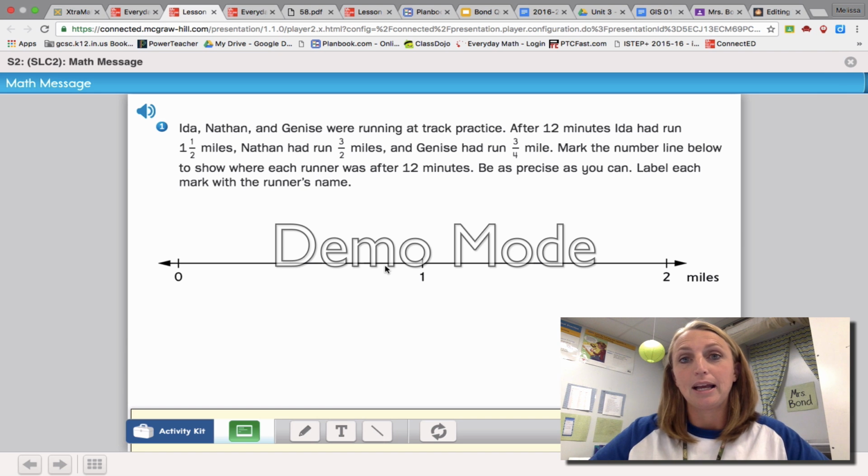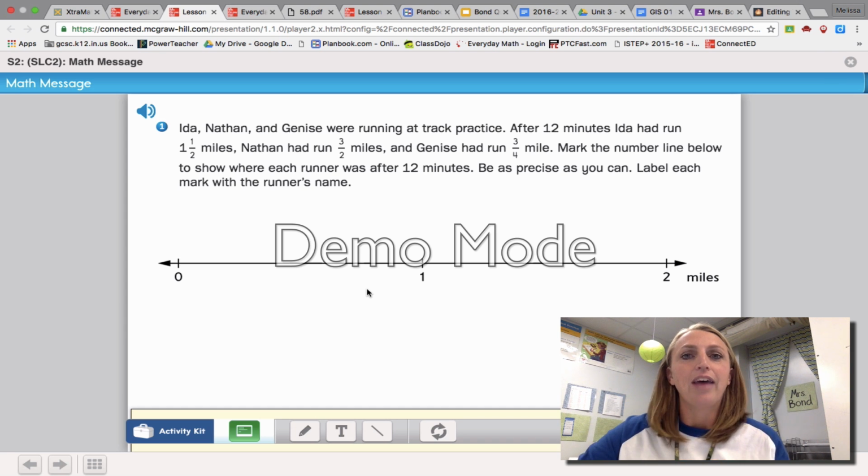Anyway, make sure you're paying attention, and I will try to be as quick as possible as we go through this. Today, we are going to be comparing and ordering fractions on a number line. So if you're thinking about your target, that is what your target is. So let's look at our math message.